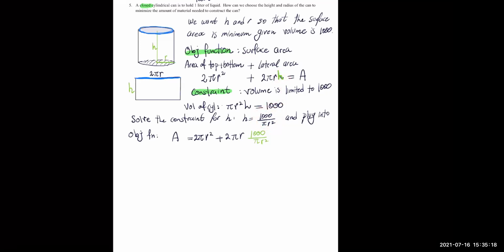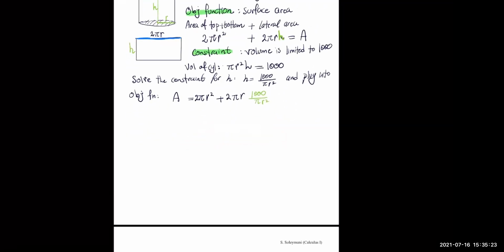Okay, and look at that. You only have r. Let's simplify our objective function. This function is now just a function of r. It's A of r, which is 2 pi r squared plus, here the pi's cancel. One of these r's cancel out. You end up with 2,000 over r.